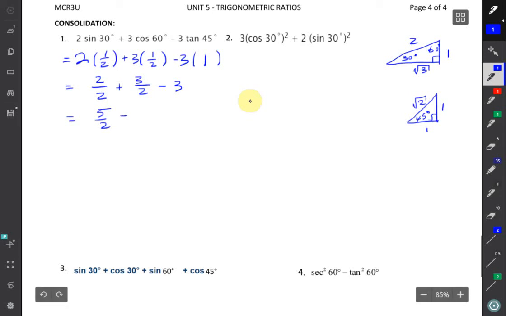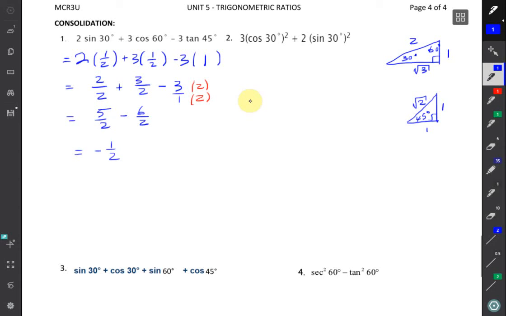So minus, if I multiply this by 2 in the denominator, I need to do the same in the numerator. And you can do that in your head, that's fine. I'm just showing the work here. So we have 5 over 2 minus 6 over 2. That leaves us with minus 1/2.